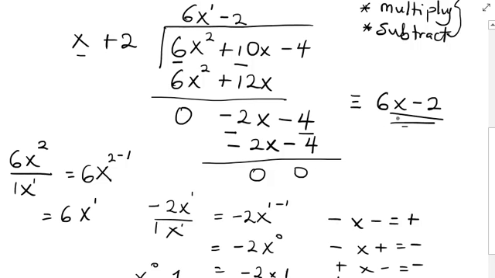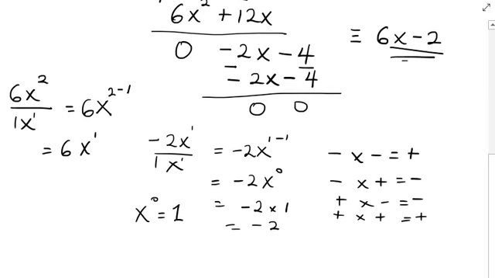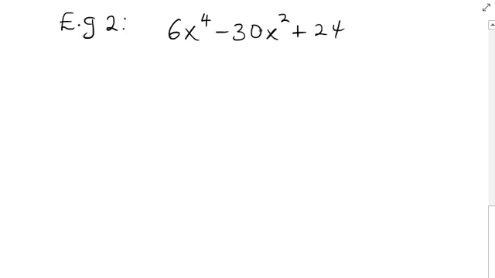So, we can quickly do one more question. Let's see one more question. So this is another example we're given. So in case we're given another question, let's say that is 6x raised to the power 4 minus 30x squared plus 24 divided by 2x squared minus 8.